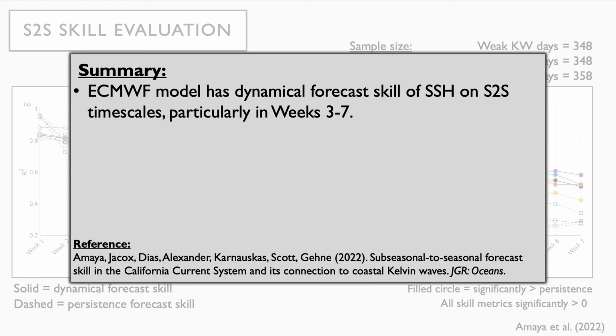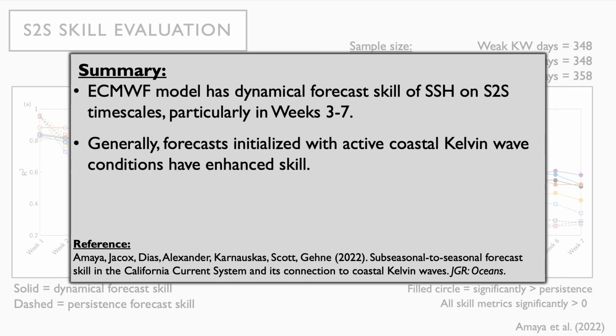And with that, I'll just very quickly summarize. We showed that the ECMWF model has dynamical forecast skill of coastal sea surface heights throughout the California current system on S2S timescales, particularly in weeks 3 to 7. We also showed that generally forecasts that are initialized with active coastal Kelvin wave conditions tend to have enhanced forecast skill, indicating that coastal Kelvin wave conditions might be used as a forecast opportunity for future management decisions.